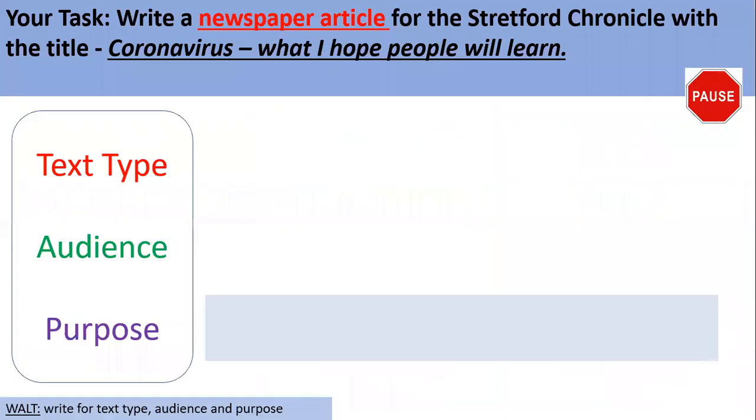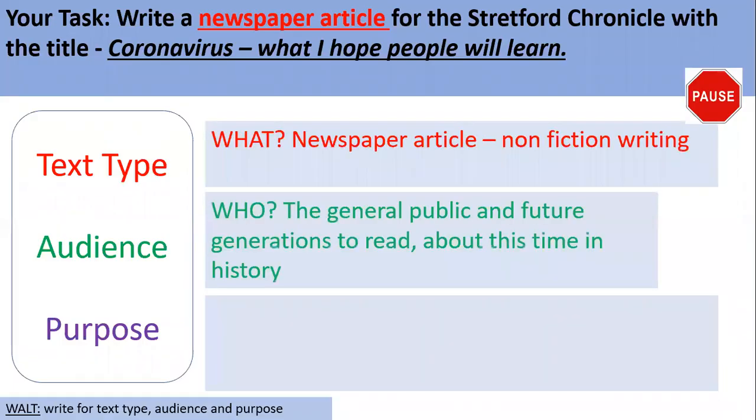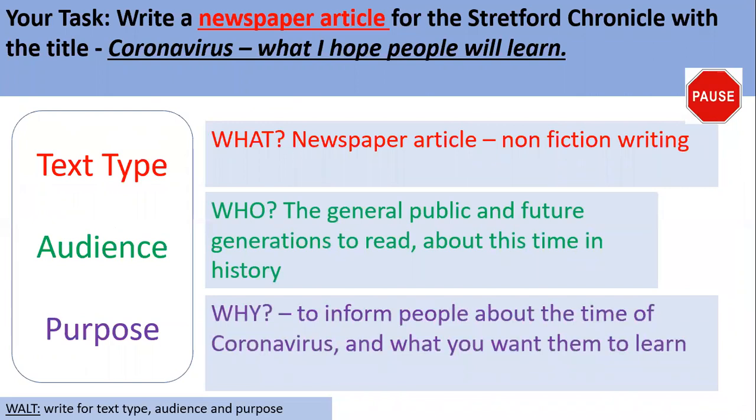Okay, so what are we doing today? We're going to write a newspaper article. It's going to be for the Stretford Chronicle, so it could be anybody who's reading it in the future. And why are we writing it? We want to tell them about this time, the coronavirus pandemic, and what we want people to learn from this time in history.